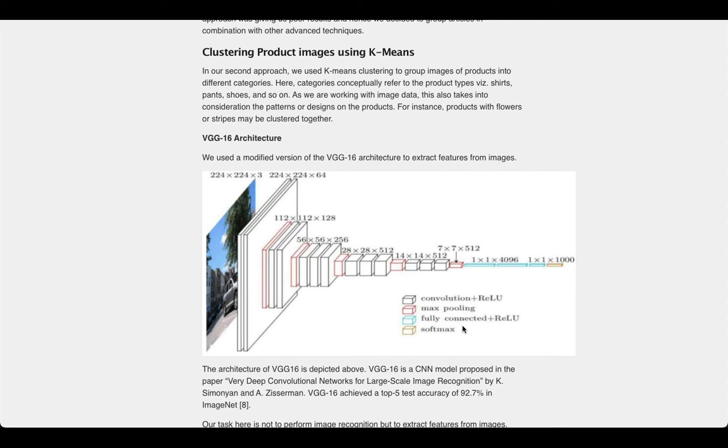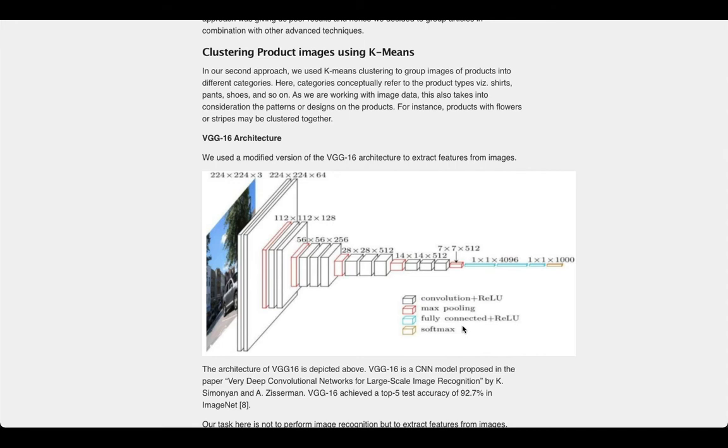Here, categories conceptually refer to the product types like shirts, pants, shoes, and so on. As we are working with image data, this also takes into consideration the patterns or designs on the products. For instance, products with flowers or stripes may be clustered together.